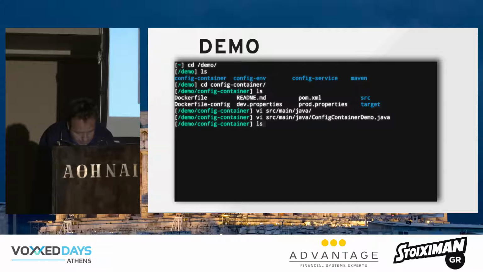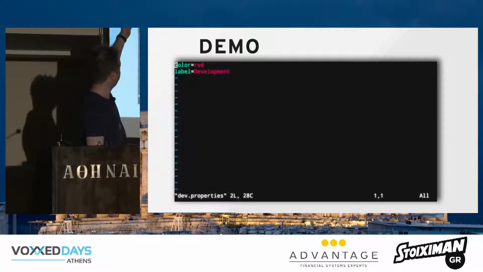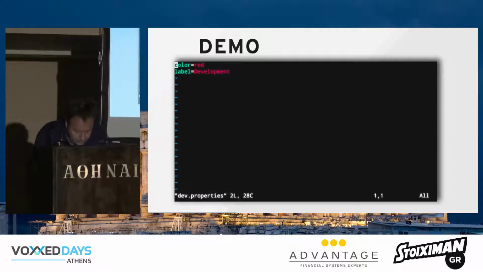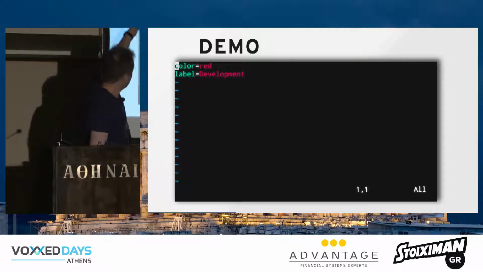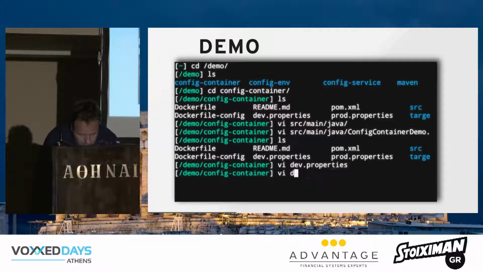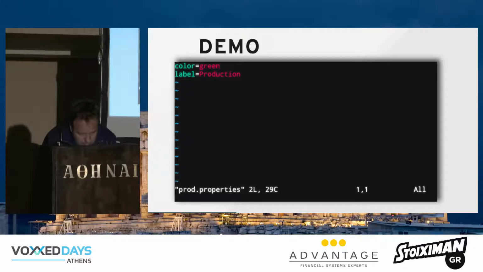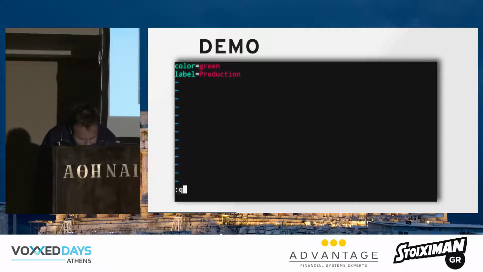Then I have here two different kinds of properties. One is the dev properties, which is used in development. You have the same, of course, for the prod properties, which is used in production. Okay, this is now our ingredients.